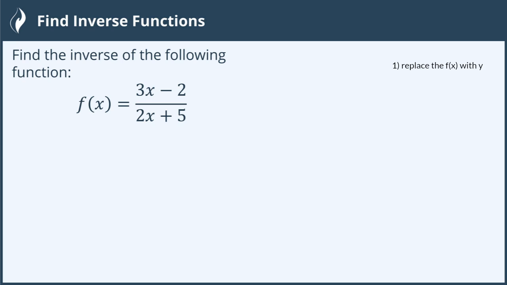Then step 2 is to switch the variables. And then you solve for y again. And that should be your inverse. Okay, so let's do this here.